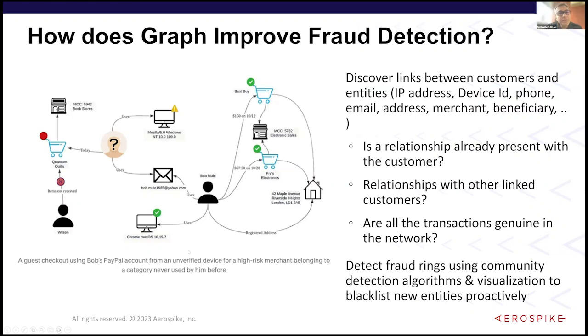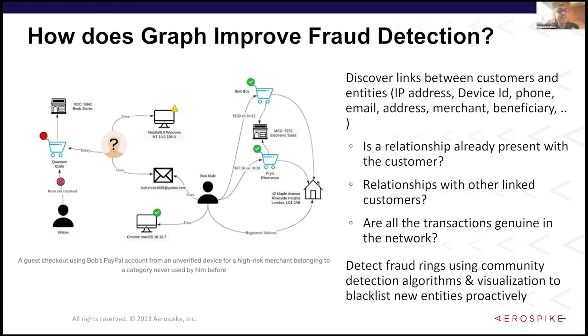So that is where broadly Graph helps, right? What you're trying to do is discover links between customers and various entities. These entities could be IP addresses, device IDs, phone numbers, emails, addresses, merchants, any other entities present in the network, right? And then you're trying to address broadly three kinds of questions.